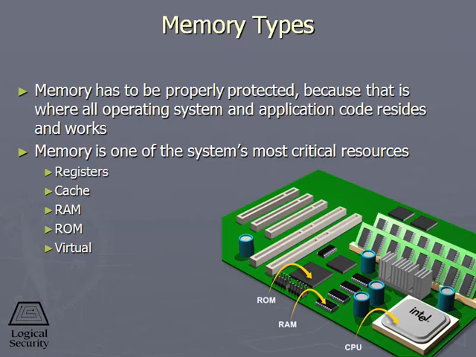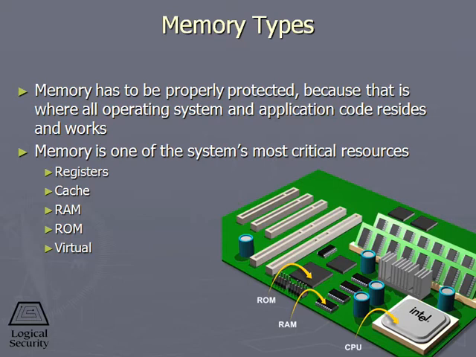Then the next level we have is cache memory. Cache memory, there typically are two types. There's level 1 and level 2 cache. Level 1 cache lives on the CPU substrate with the registers and the buffers. Level 2 cache is generally physically and electrically close to the CPU.